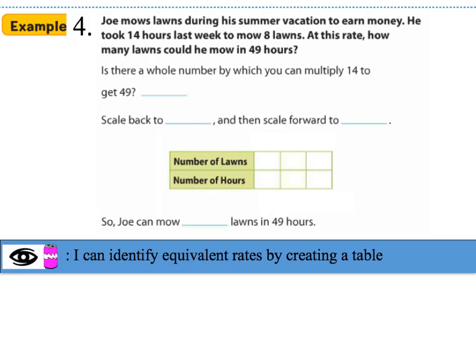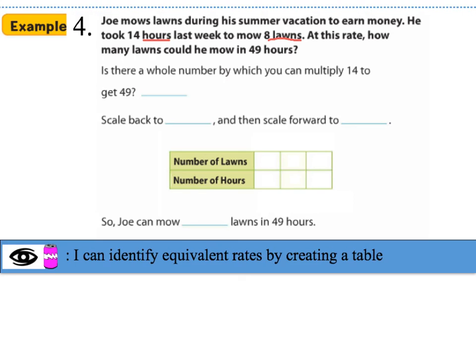So for example 4, it says Joe mows lawns during his summer vacation to earn money. It took him 14 hours last week to mow 8 lawns. At this rate, how many lawns could he mow in 49 hours? So before we start looking at this question, we know that this is going to be a rate because we're comparing 2 different units. We're comparing hours, and we're also comparing lawns. So let's go ahead and answer these questions.